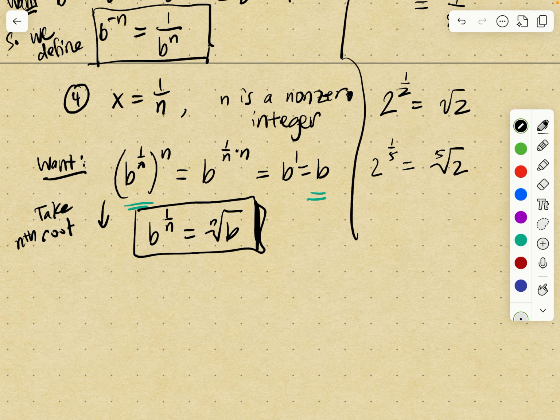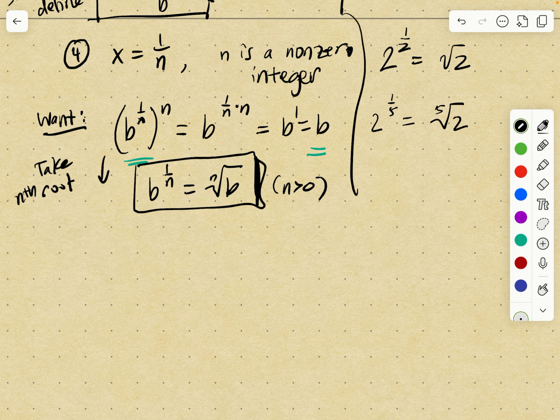This is actually when n is positive. So 1 over n is positive, but you can also have negative. So if you have b to the negative 1 over n, where n is positive, so b to the negative fraction, you want this to be b to the 1 over n to the negative 1 power, because 1 over n times negative 1 is negative 1 over n. Right? So we want the left-hand side to be equal to the right-hand side. And that is the case.